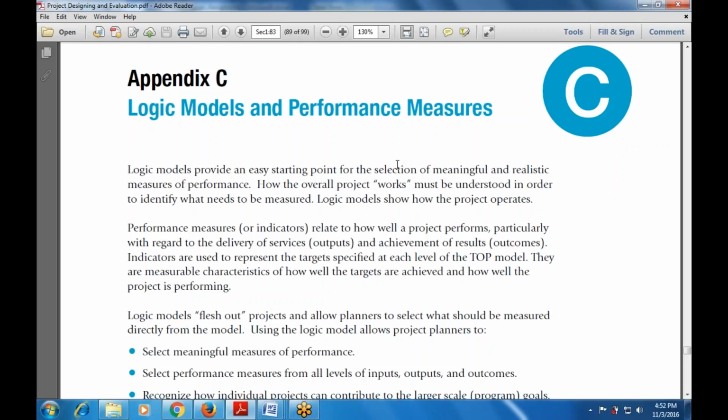That is how we are going to find out and use the data. Hence the overall project must be understood in order to identify what needs to be measured. What needs to be measured means whatever the logic model needs to model: how the project appears and how the project operates. So there will be indicators that relate to how well a project performs, particularly with regard to the delivery of services and the achievement of results, and that will be used as available data.